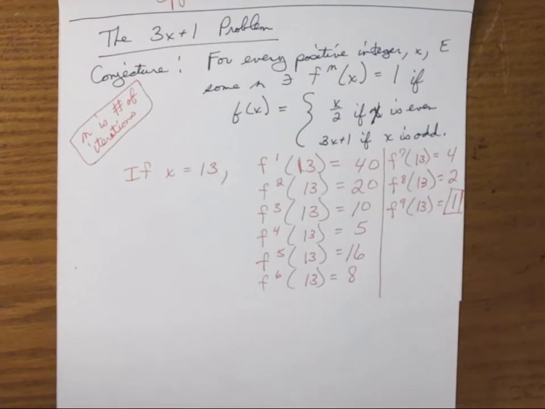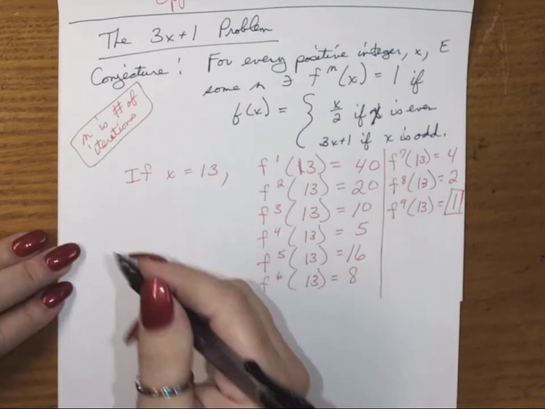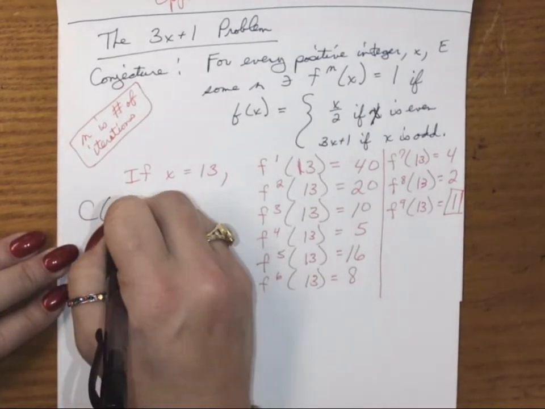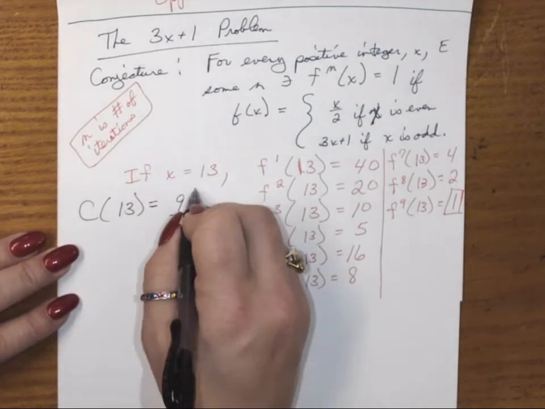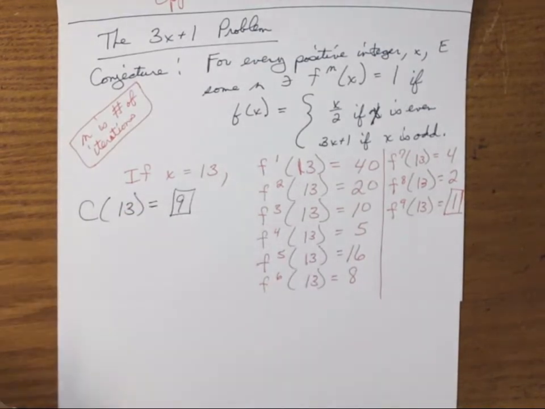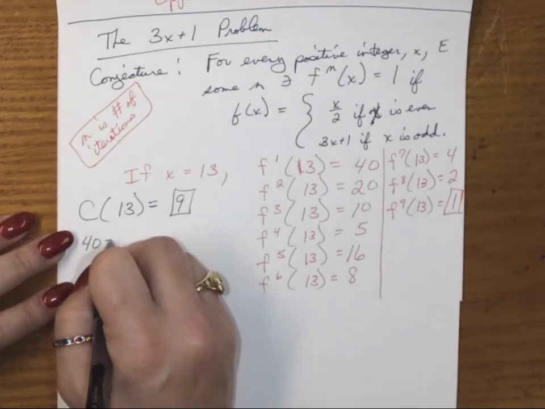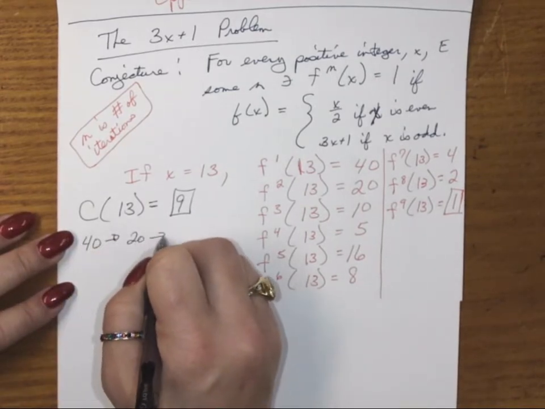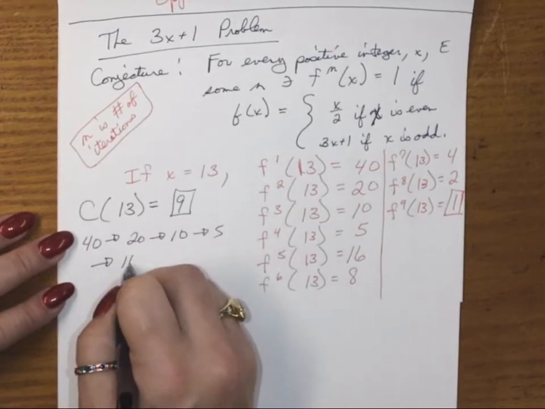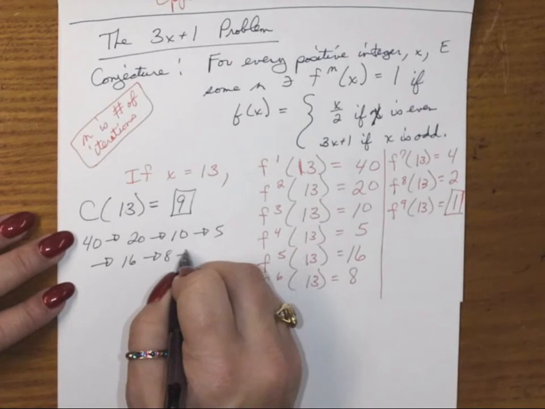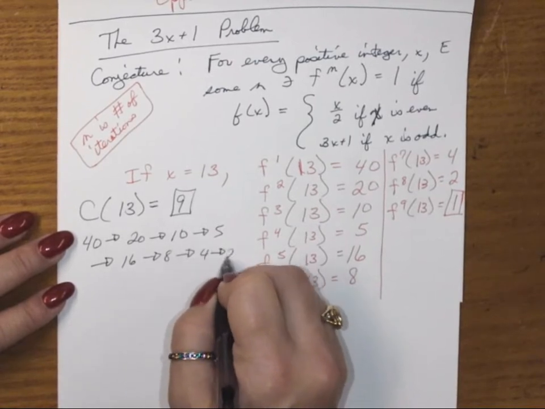It says, hey, all roads lead to 1. That's what it's telling me. So sure enough, what we would call this is the pathway for 13. C of 13 is 9. Okay, and if you wanted to see the pathway, the actual pathway would be a 40, leads me to a 20, leads me to a 10, leads me to a 5, 16, 8, 4, 2, and 1.